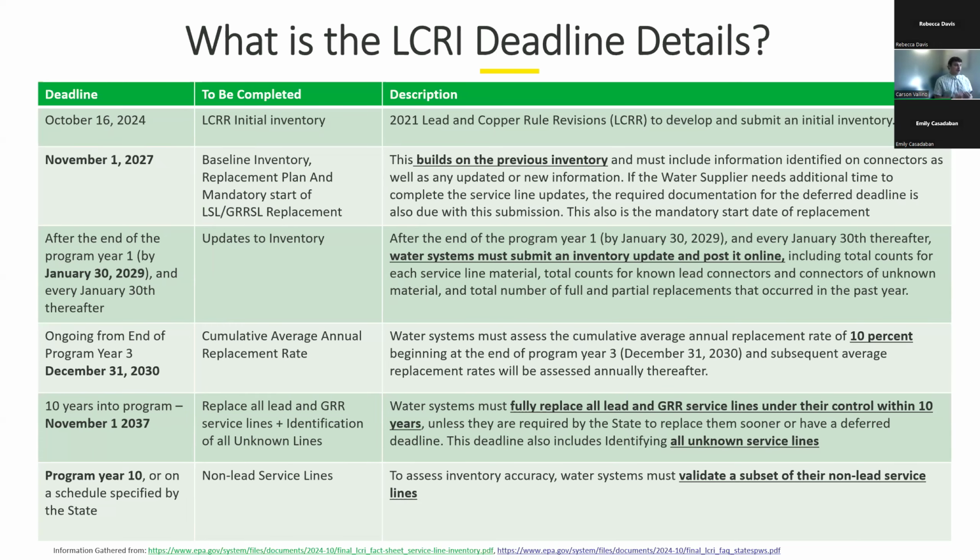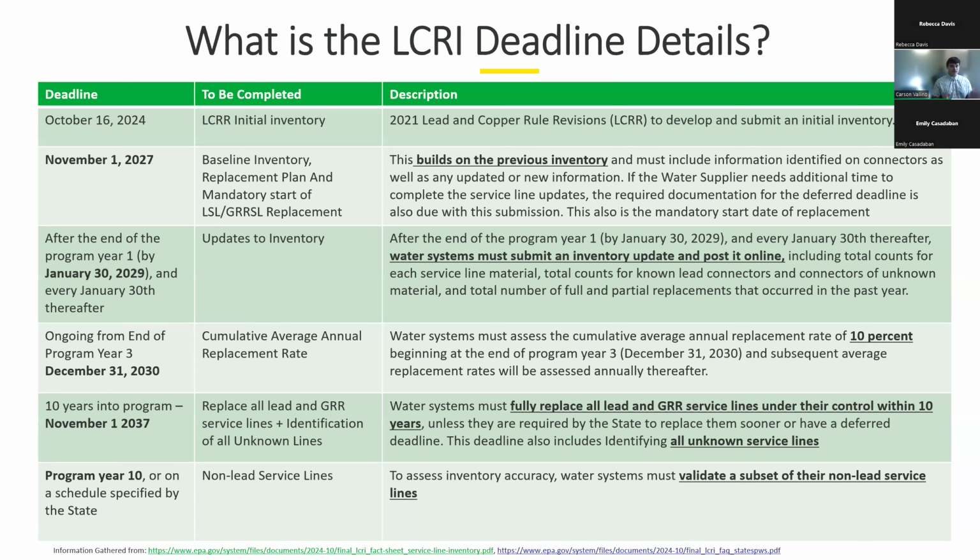So the large things, we had that 2021 initial inventory that was due October of last year. Now the LCRI is in place. They're giving us a little bit of time, 2027, November, to create a baseline inventory as well as a replacement plan. So how are you going to go about replacing all of these lead service lines to meet that deadline of full replacement within that 10 years?